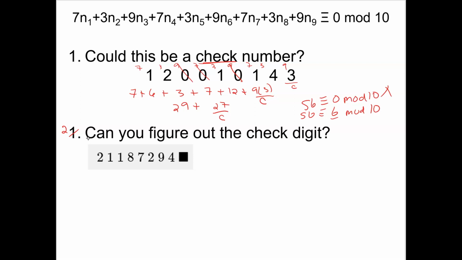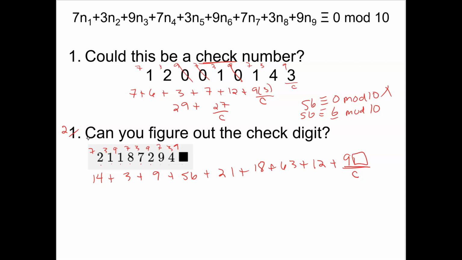All right, now this one's a little more complicated. Can you figure out the check digit? We're going to do the same thing. 1, 2, 3, 4, 5, 6, 7, 8, 9. So we're talking about checks. 7, 3, 9, 7, 3, 9, 7, 3, 9. So it's going to be 14 plus 3 plus 9 plus 56 plus 21 plus 18. There's so much space for error here, so go slow. Now look how I do this. Plus 9 times unknown. That's my check digit.